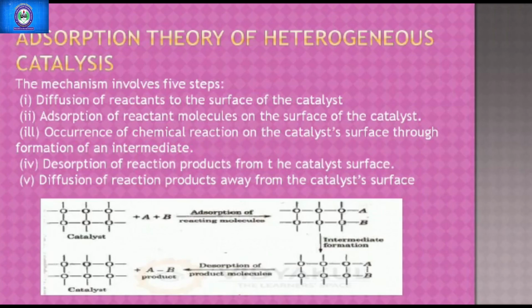Here we have shown with the diagram that this is the catalyst, and A and B are the reactants. A and B are adsorbed on the catalyst, then A and B form a bond, so an intermediate is formed. This intermediate is then decomposed. Desorption of the product molecule takes place and the catalyst is regenerated, and the product formed is AB.